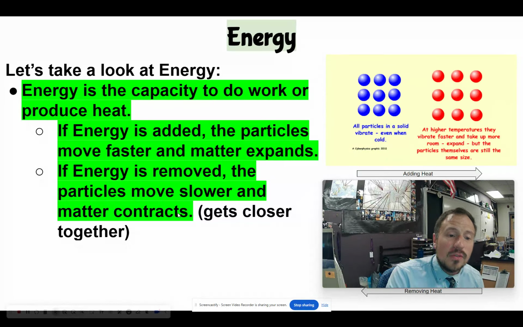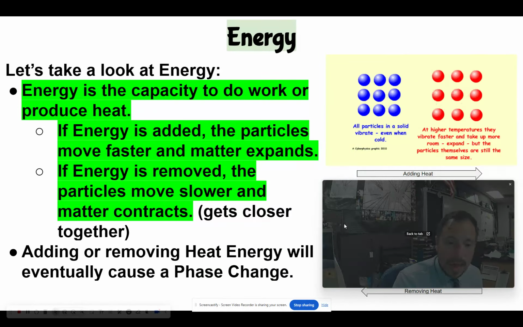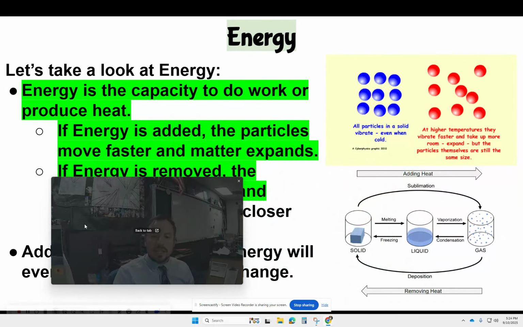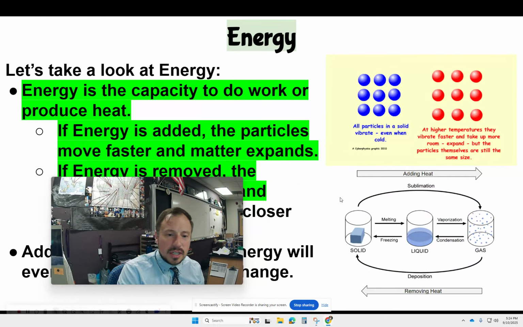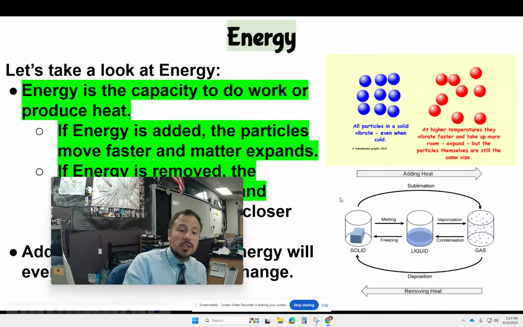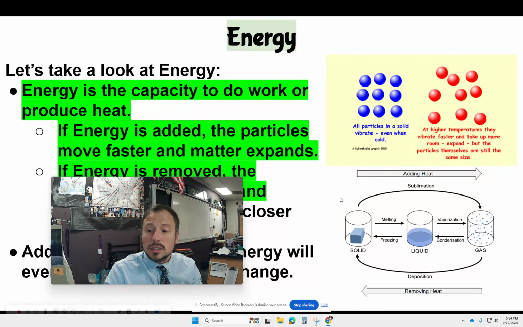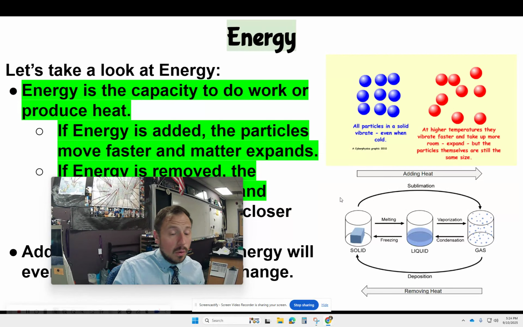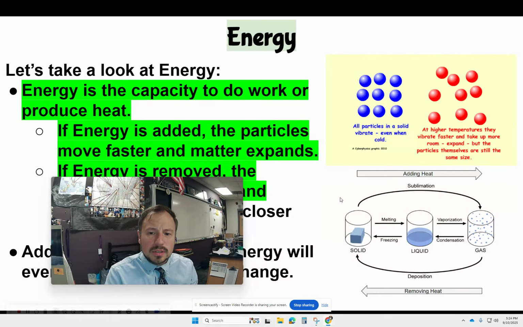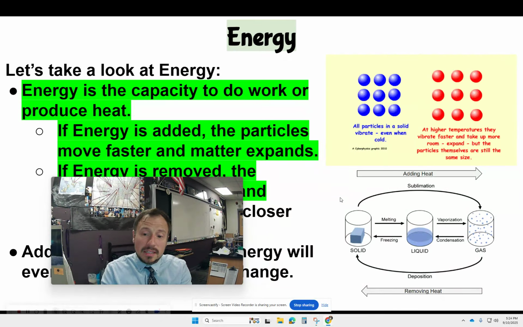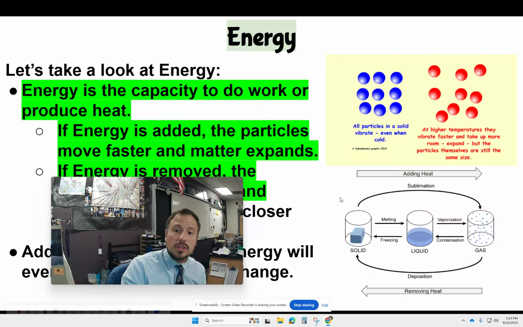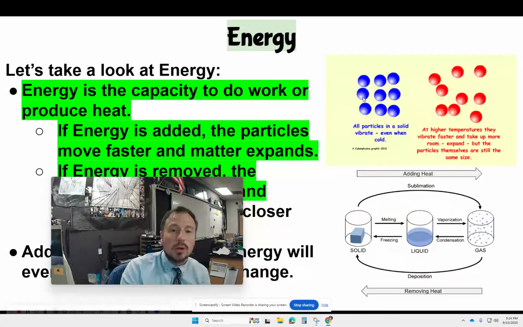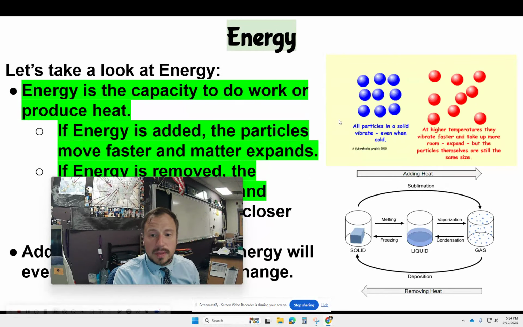If energy is removed, the particles move slower and matter contracts. They get closer together. Now, adding or removing heat energy will eventually cause a phase change. So you can see this little phase change diagram over here. I'm either adding heat energy or removing heat energy. Eventually, it's going to cause you to go from solids to liquids to gas, or gas, liquids to solids. The two that you might not be so familiar with are going from solid to a gas, or gas back to a liquid. But you can see up here, as I add energy, those particles are moving faster and they are going to expand.